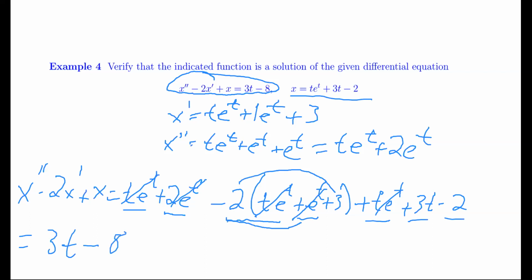So in fact, we do get the 3t minus 8 at the end here. So x equal to t e to the t plus 3t minus 2 is in fact a solution to this differential equation. All right, so we'll go ahead and erase all of that. Move on to the next page to do the last couple of examples.